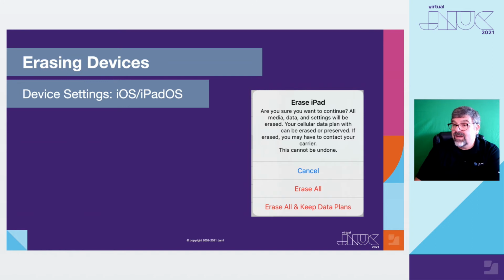So if you're on a device that has an eSIM profile and you go into the Settings app and you decide to erase the device, you'll see a dialog box similar to this one. Basically, it asks if you want to erase your content. Always make sure that you keep that cellular plan, because it will erase everything but maintain that eSIM profile.